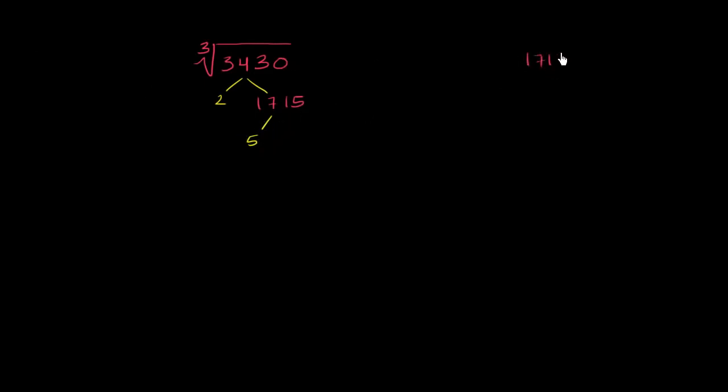So if I have 1,715, and I'm going to divide it by 5. 5 doesn't go into 1. It goes into 17 three times. 3 times 5 is 15. Subtract, you get 2, and then you bring down a 1. 5 goes into 21 4 times. 4 times 5 is 20. Subtract, bring down the 5. 5 goes into 15 three times, so it goes exactly 343 times. So 1,715 can be factored into 5 times 343.